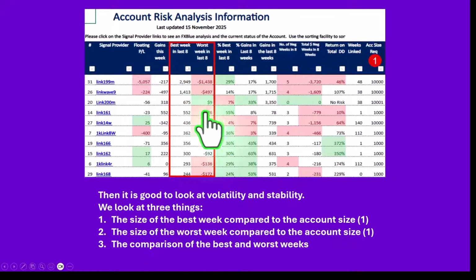So that is why we look at these 2 columns and compare them. For instance, here's a nice one. It's a $1,000 account. The biggest loss has been 8%. The biggest gain, however, has been 35%. So those are the ratios you start looking for to determine which accounts you would like to link to.